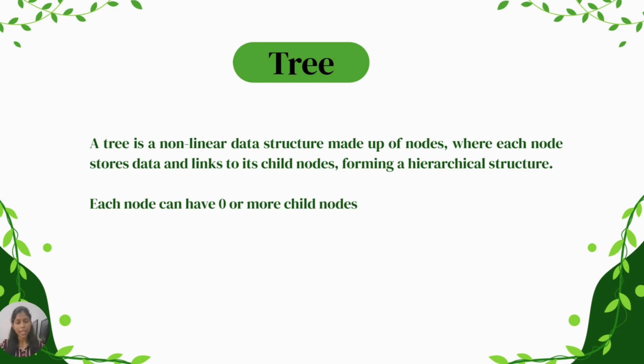What is a tree in data structure? A tree is a nonlinear data structure made up of nodes. Each node stores some data and connects to other nodes, kind of like a family tree or an organizational chart. In a tree, the topmost node is called the root. Nodes connected below are children, and nodes with no children are called leaf nodes. The structure flows down from root to leaves, forming a hierarchy.